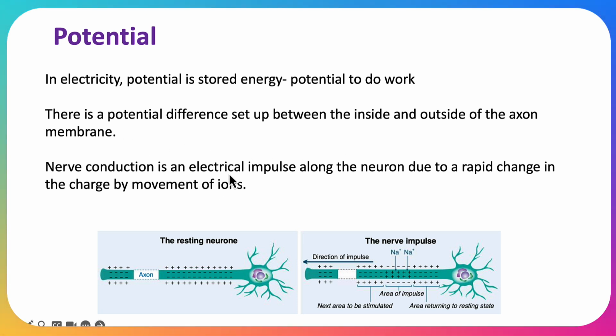So nerve conduction is an electrical impulse along the neuron due to a rapid change in the charge by movement of ions. And we're going to talk about how these ions move. The take-home message is the resting potential is negative on the inside and positive on the outside of the axon membrane.